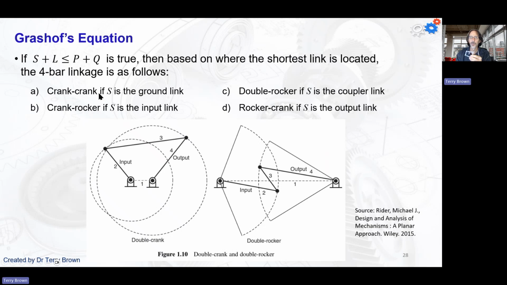Actually, just thinking back to what I said about this one here, I think I got that wrong, didn't I? So S is the ground link, right? Yeah, so this one out here can rotate around 360 degrees because there's still room for this to move. And that can go all the way around. So it will look something like this.